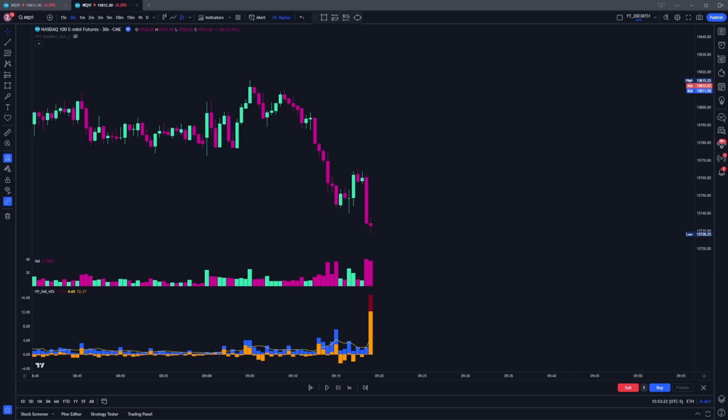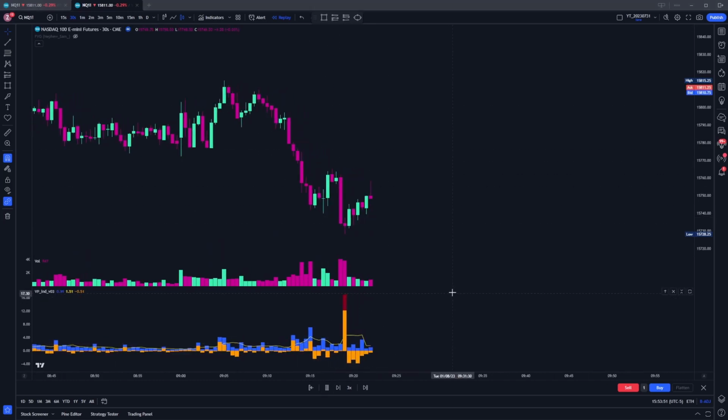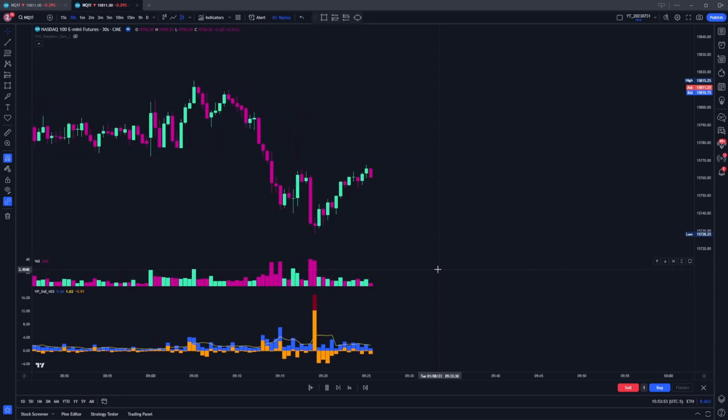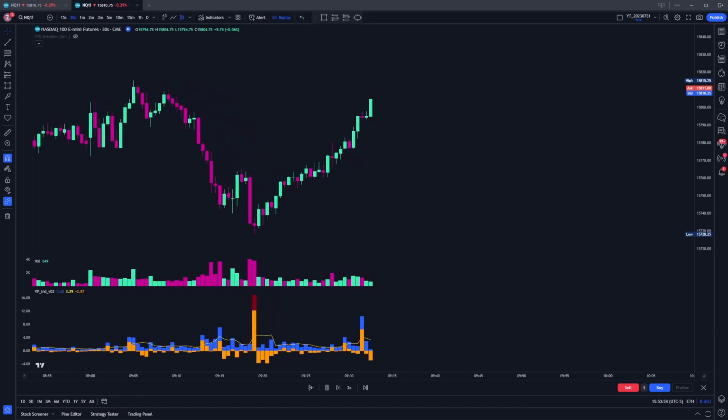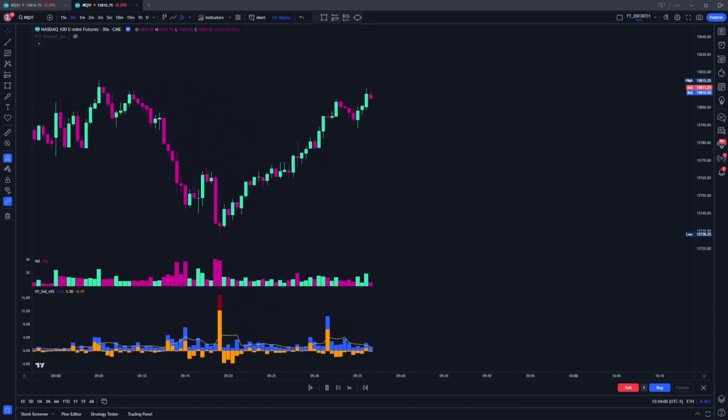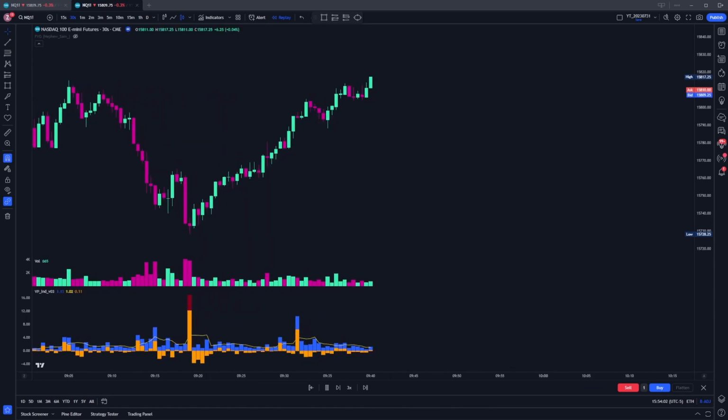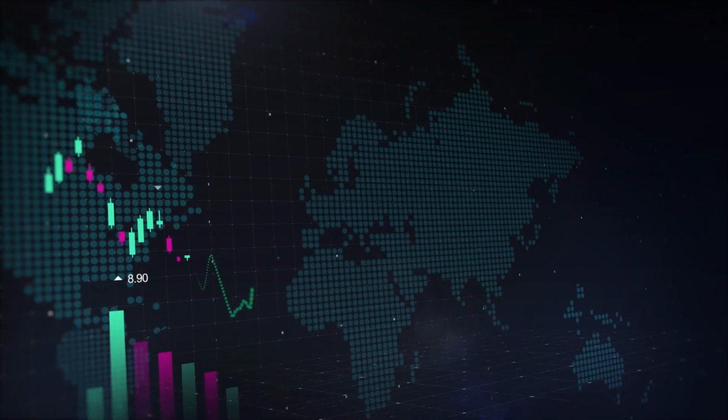Hi guys, today I want to show you how I was able to identify this candle right here as the bottom in a really strong downtrend. And as you can see, after this candle we get an almost perfect V reversal. I will explain to you how I knew this, and stick around until the end of the video because I have uploaded my indicator to TradingView and I'll show you how you can get access to it.